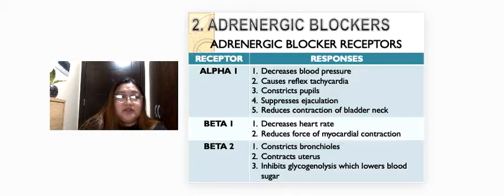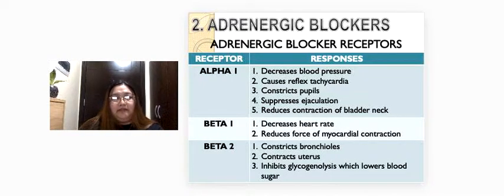At kapag enlarged ang prostate gland, no, naiipit yung bladder neck. At pag naipit yung bladder neck, no, yung location niya kasi is within the bladder. Nai-inhibit yung full urination. So, yung mga lalaki, naiihi pa, pero wala nang lumalabas sa ihi nila. Kasi, well-contracted yung bladder neck because of the enlarged prostate. That's why alpha-1 adrenergic blockers can be given for men with BPH to reduce contraction of bladder neck. Therefore, makaihi sila ng maayos.